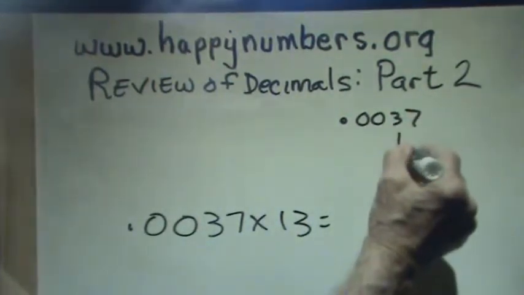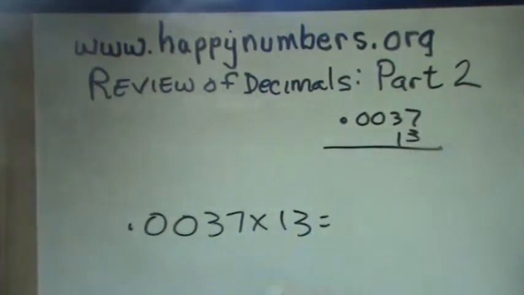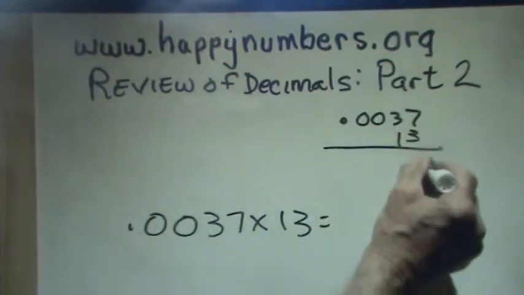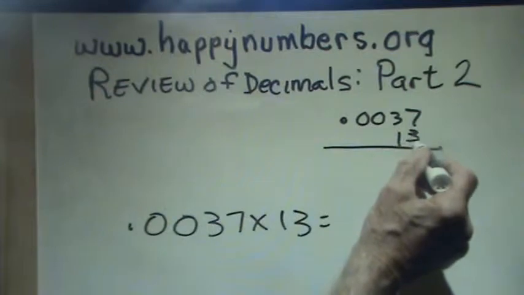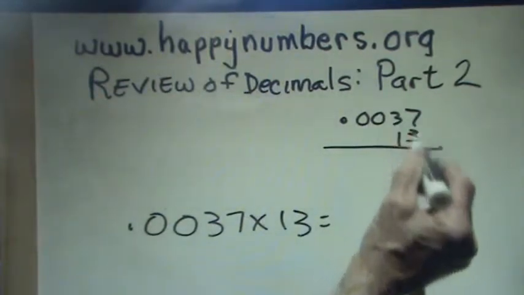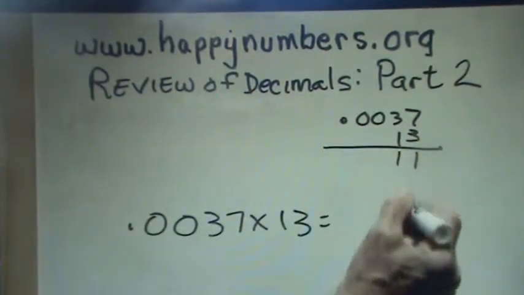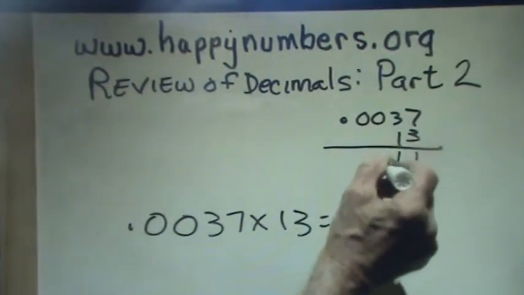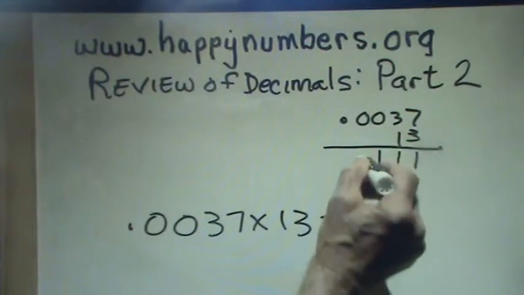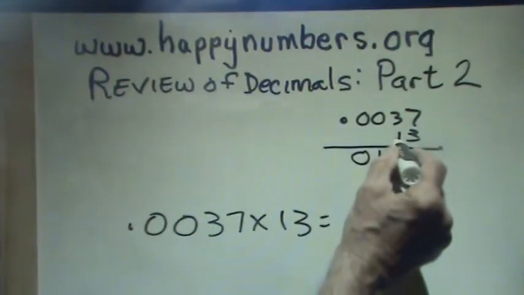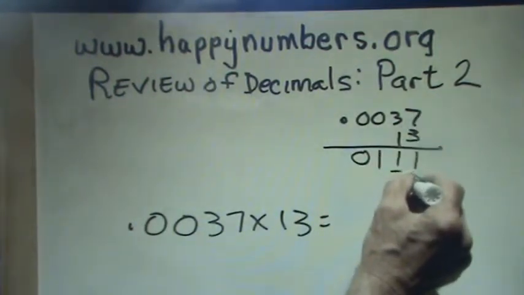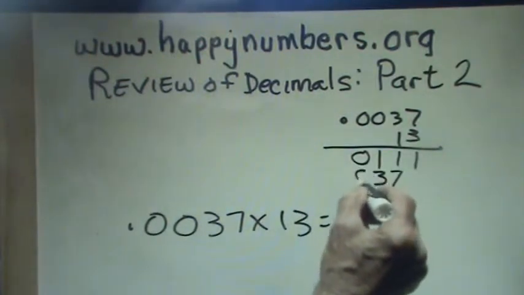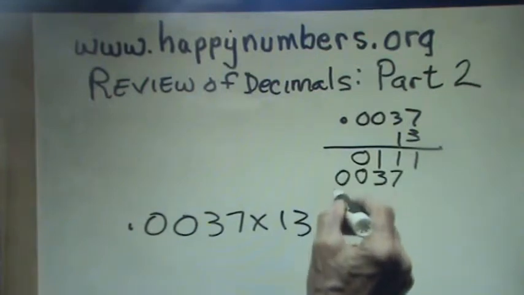37 10,000ths times 13. Okay, again, we do the multiplication. 3 times 7 is 21, carry the 2. 3 times 3 is 9, and the 2 that I carried is 11. Carry 1. 3 times 0 is 0, but I carried 1, so that's 1. 3 times 0 is 0. Here, 1 times 7, 7. 1 times 3 is 3. 1 times 0, 0. 1 times 0, 0.